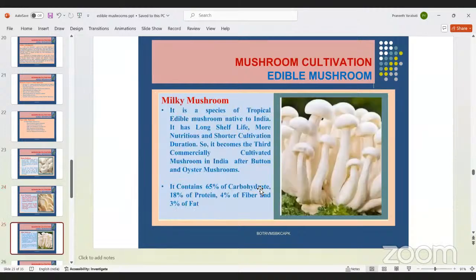Another one is the milky mushroom. They are very attractive. It is a species of tropical edible mushroom which is native to India, and it has a long shelf life and is more nutritious with a shorter cultivation duration. It requires a very short time for cultivation. It has become the third commercially cultivated mushroom in India after button and oyster mushrooms. It contains 65% carbohydrate and 18% protein and 4% fiber and 3% fat. When we observe these milky mushrooms, they are very attractive.